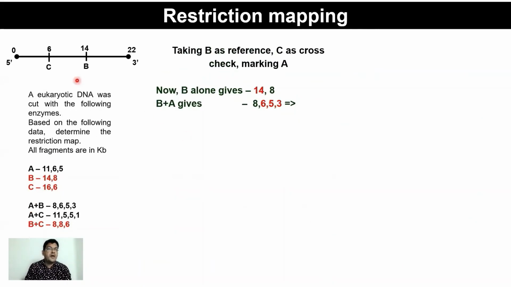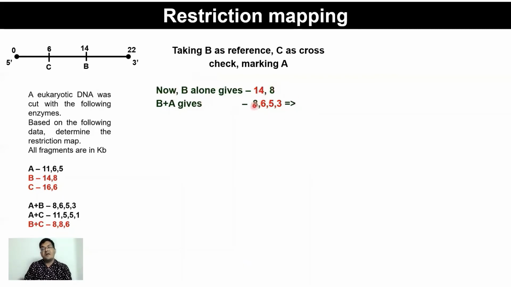So here you are again, and until now our map is this. We start with the 5' end and mark positions on this map until the 3' end, 22 kilobases. We mark the starting position as 0 for our convenience. Now we move on to try and mark A, and for marking A again, we take B as our reference. B alone gives you 14 and 8, and B plus A together give you 8, 6, 5, and 3.